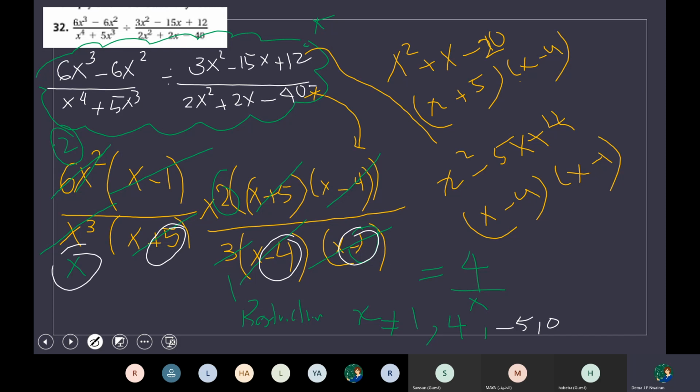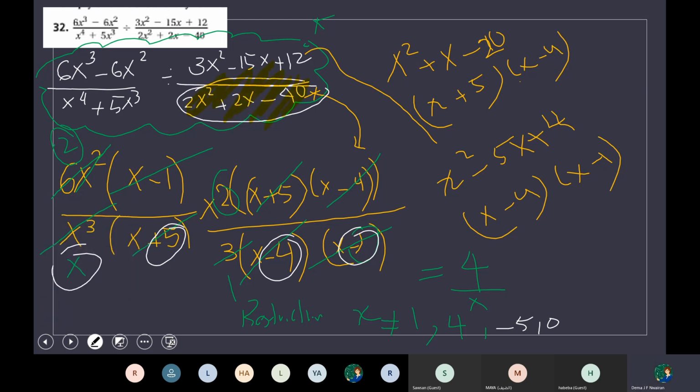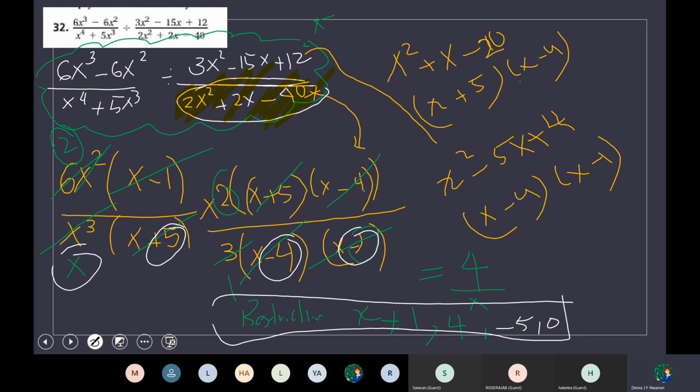And I will go back to check this one now. To check this one, I highlighted with yellow. Teacher, did you write x minus 4 times x minus 1? What did you ask me? x minus 4 times x minus what? 1 or 2? Yes, 1. Then I will check here now. What are now the zeros for this one? They are 4 and negative 5. 4 is written and negative 5 is written. So these are now the restrictions of this variable.